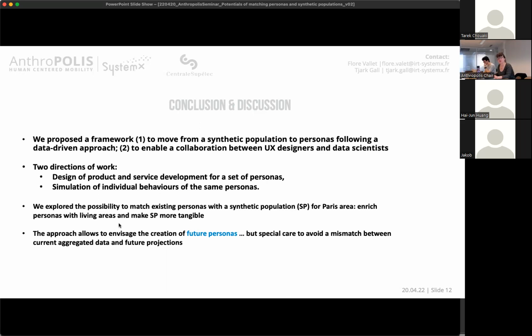So this is allowing to do what? To create future personas, because that's something we have in mind. Our idea behind is to be able to have projections about the future.